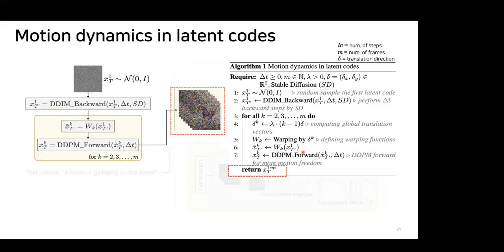DDIM 백워드랑 DDPM 포워드, 저 부분이요? 네. 제가 DDIM이랑 DDPM을 제대로 잘 몰라서 그러는데, DDIM 백워드를 DDIM으로 하는 거는 속도를 빠르게 하기 위함이고, 포워드를 할 때는 DDPM을 좀 더 세분화되는 단계를 주기 위해서인 건가요?